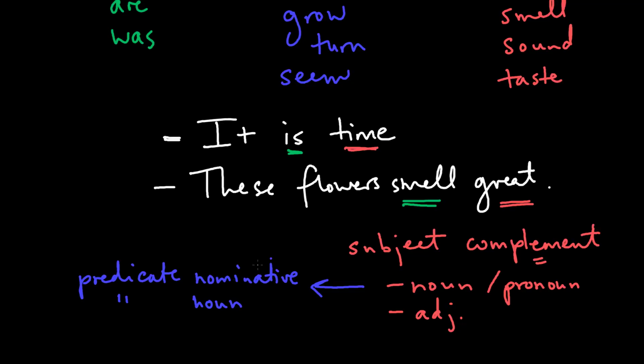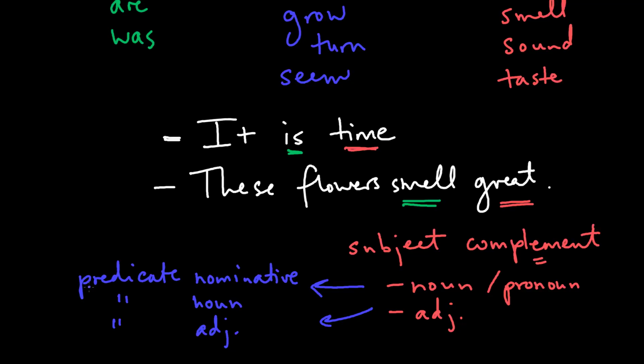And we'll tell you in a second why it's called a predicate nominative. The other one here, if it's an adjective, it's sometimes called a predicate adjective. So those are some terms that you might come across. Again, whatever comes afterwards is called a subject complement. If it's a noun or a pronoun, well, especially if it's a noun, it's called a predicate nominative. And if it's an adjective, it's called a predicate adjective. But why is it called this?